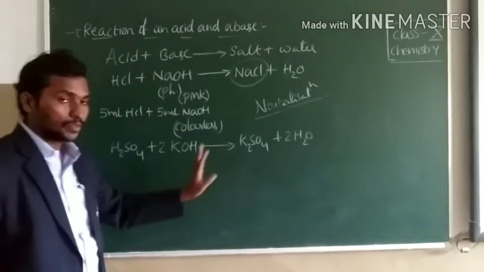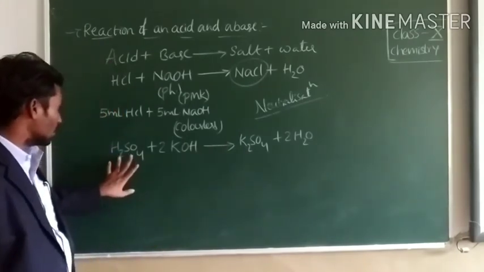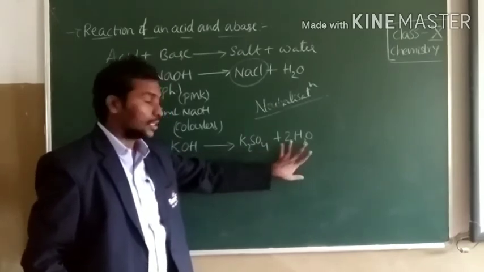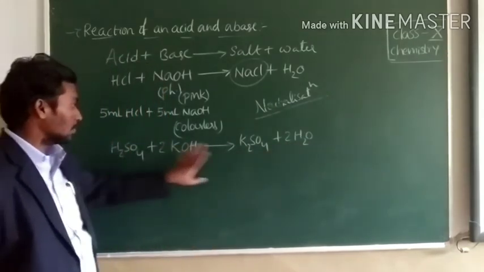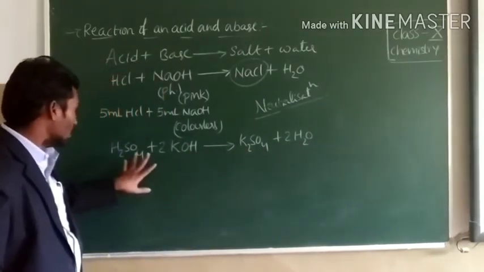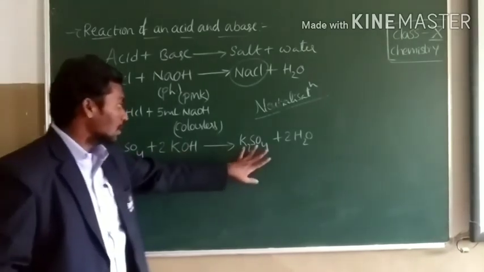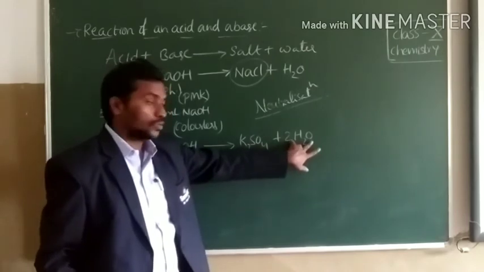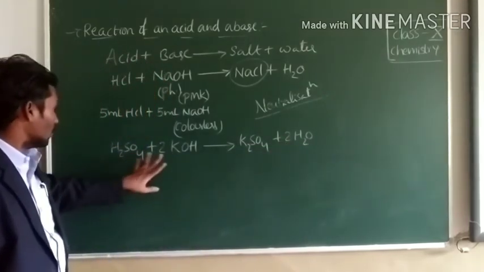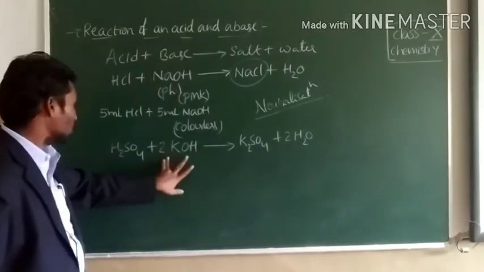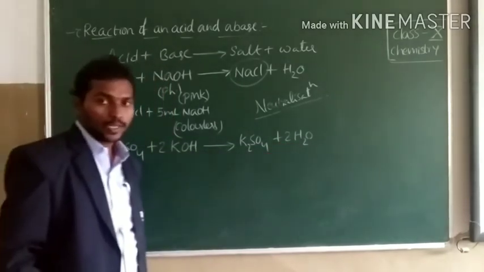Let us verify the equation, children. Here 2 hydrogen atoms, here 2 times 2, that is 4 hydrogen atoms. 1 sulfur atom, 1 sulfur atom. Here 4 oxygen atoms, and here 4 oxygen atoms, plus 2 times 1, that is 6 oxygen atoms. Hydrogen atoms: 2 plus 2 is 4. Yes, it's a balanced equation.